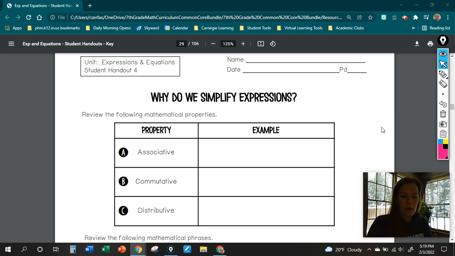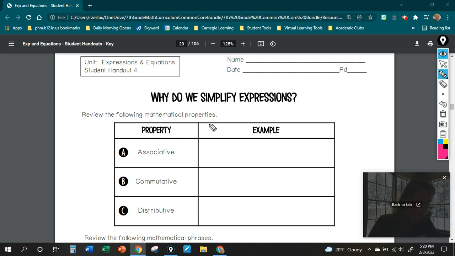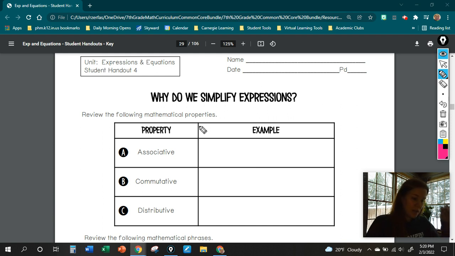All right, so we're still trying to make expressions as simple as we can, and we do that in math because we want to make things really efficient in mathematics. So one of the ways we do that is by using mathematical properties. So associative, commutative, and distributive. We've covered them a little bit before, but we're going to go into them even a little further in depth today. So the associative property, what this allows you to do is regroup.